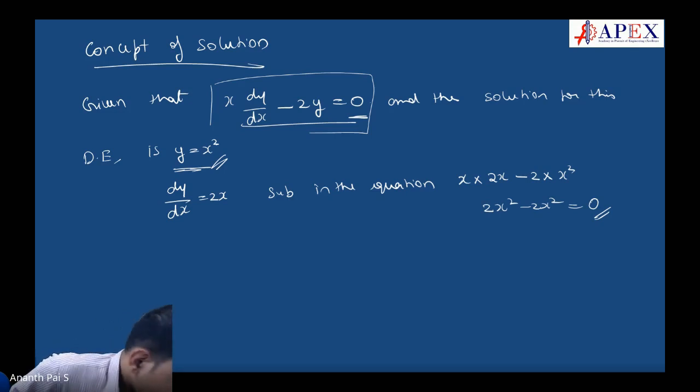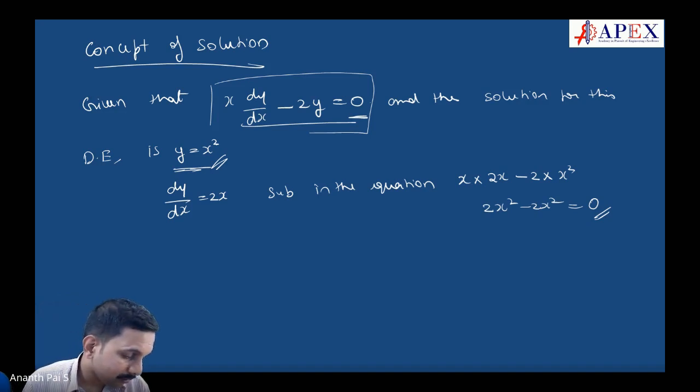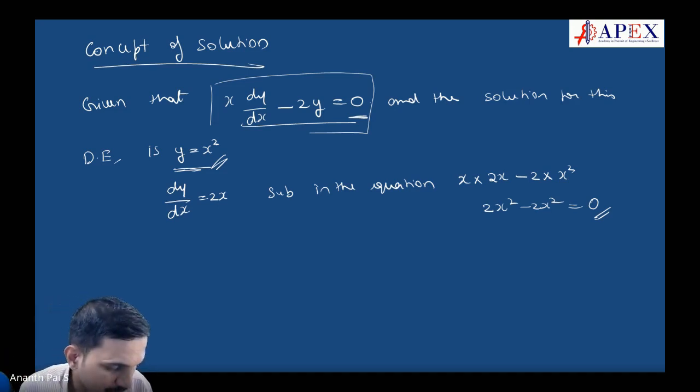Now, there are two types of solutions. One is called an explicit solution. Another one is called an implicit solution. All those things we will see a bit later.